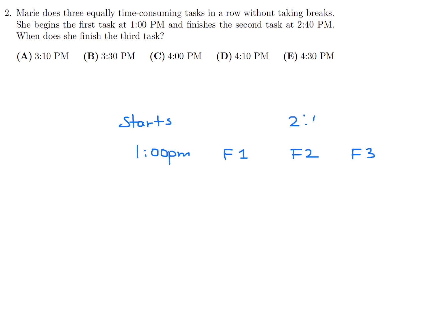So that basically means that from 1 p.m. to 2:40, she finished 2 tasks. Each of them took an equal amount of time. So 1 to 2:40 is 1 hour and 40 minutes, so 100 minutes. And you have to divide that by 2 because we have 2 tasks. Each of them took 50 minutes. So 1:50 is when she finished the first task, and then 2:40 is when she finished the second task. Another 50 minutes goes by and she finishes the third task, and that would bring her to 3:30 p.m. So number 2 is B.